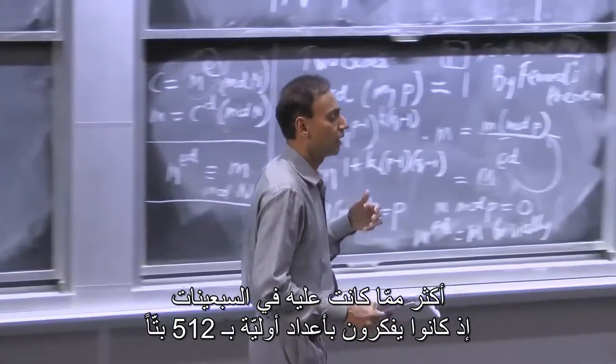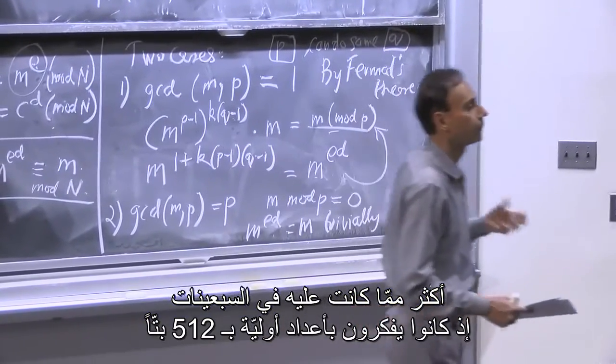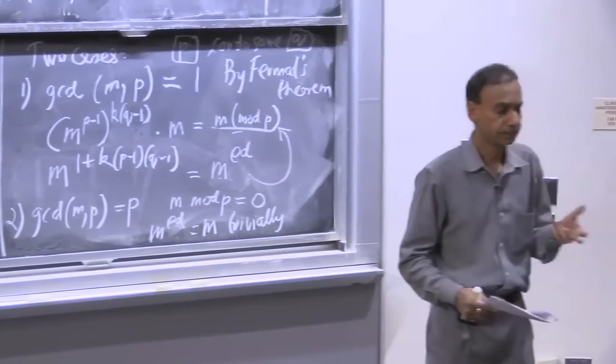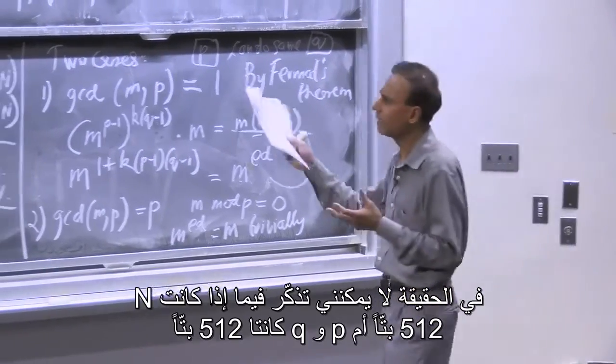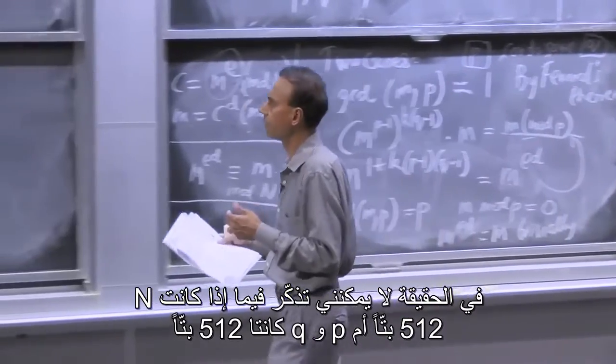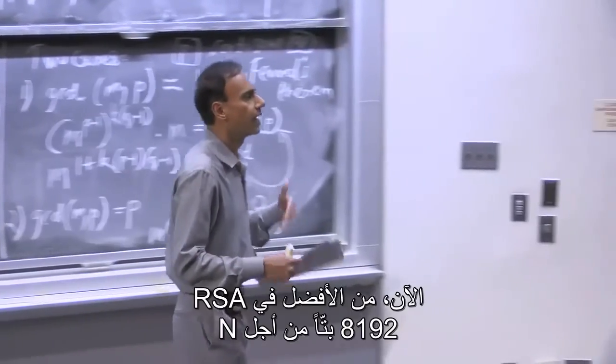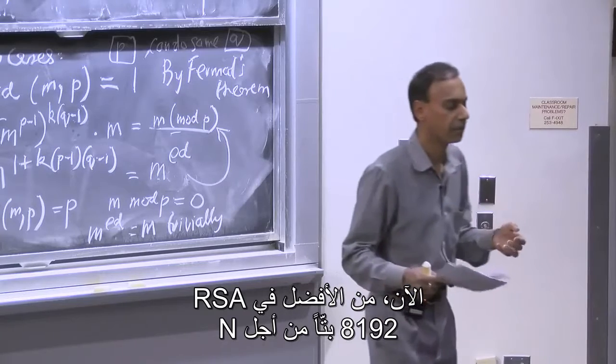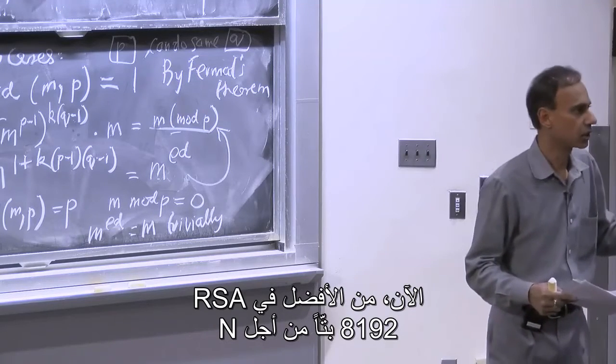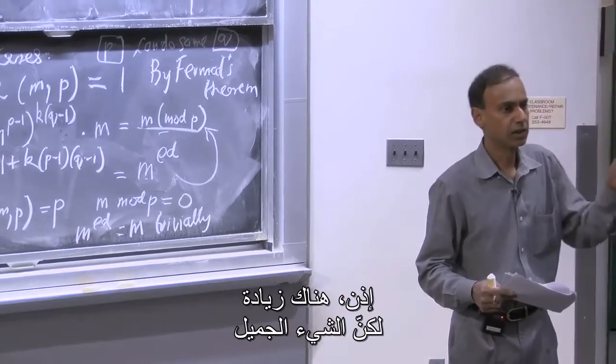Way back then, in the 70s, they were thinking about 512-bit primes. In fact, I can't recall whether n was 512 bits or p and q were 512 bits, but if p and q were 512 bits, then n would be 1024. And now NSA recommends 8192 bits for n. So there's been an increase.